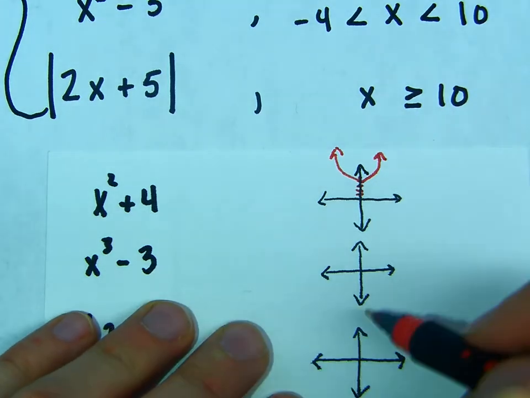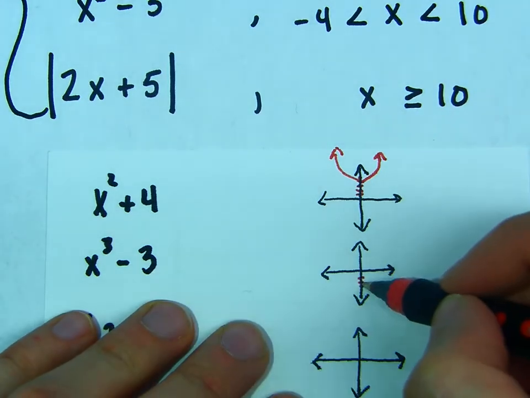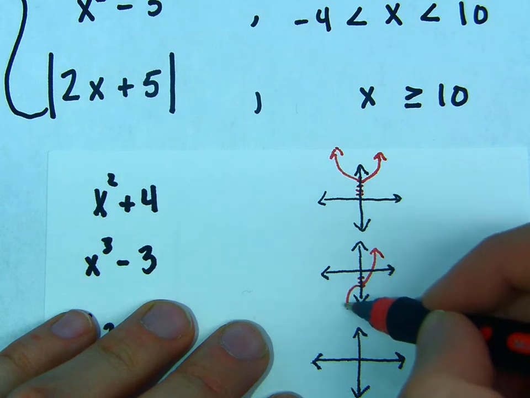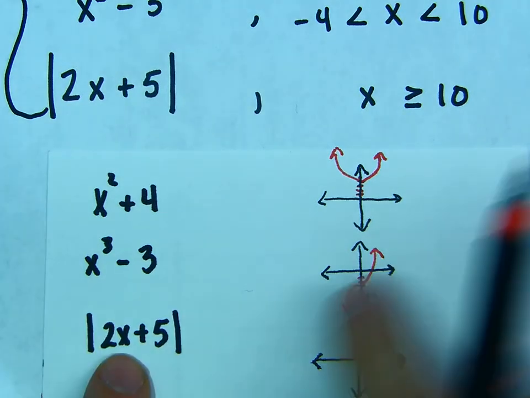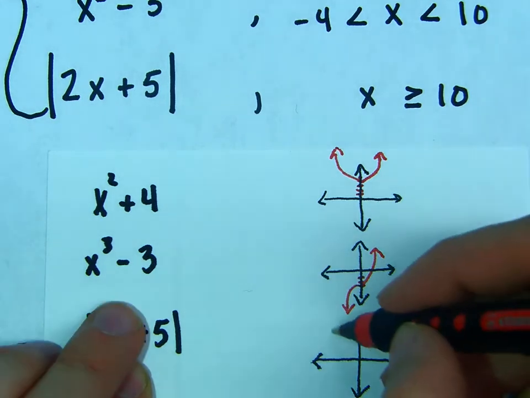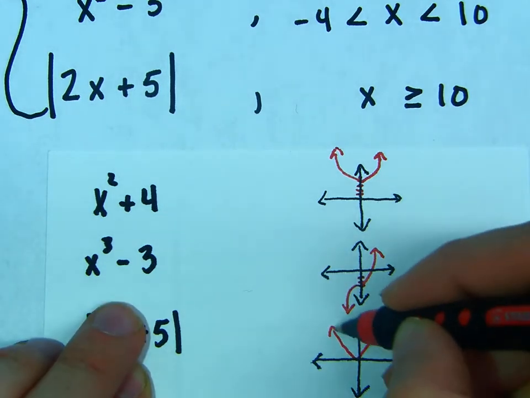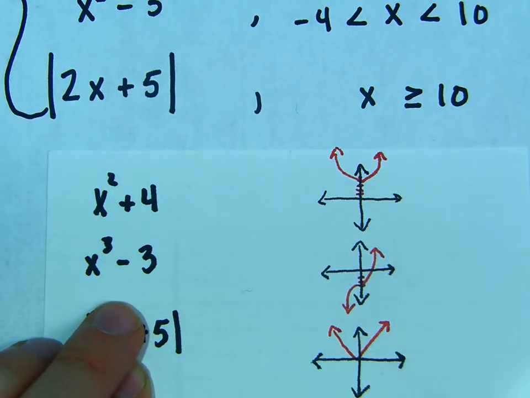What does x cubed minus 3 look like? I go 3 down and I go like that. That is x cubed, right? And absolute value of 2x plus 5 looks something like a V, right? We went over the visuals of these parent functions.